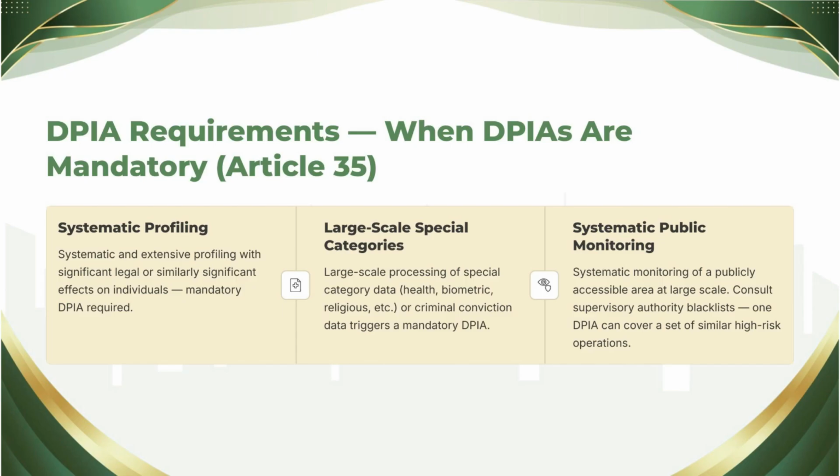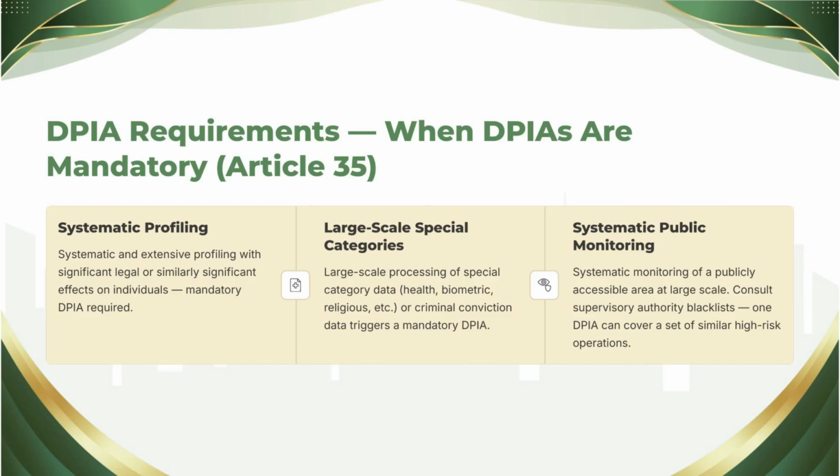The threshold phrase is "likely to result in a high risk." So the practical question becomes, how do I recognize high risk in advance? The article itself names 3 automatic triggers. First, systematic and extensive evaluation of personal aspects based on automated processing, including profiling, on which decisions with legal or similarly significant effects are based. Here the echo of Article 22, algorithmic credit scoring, is the archetype.